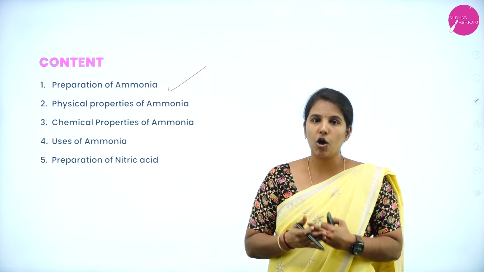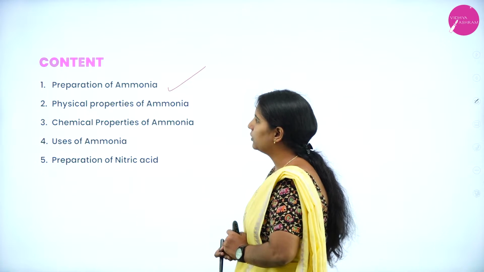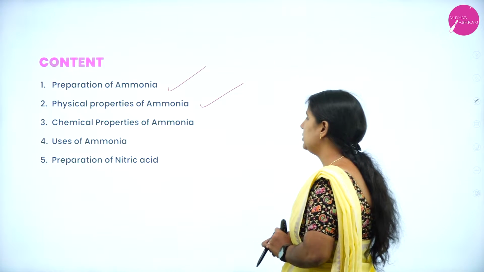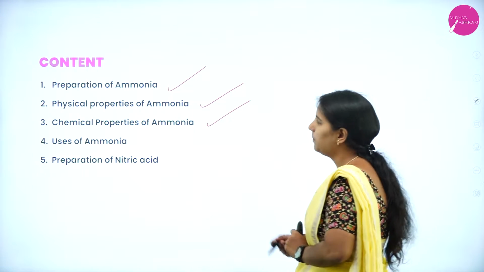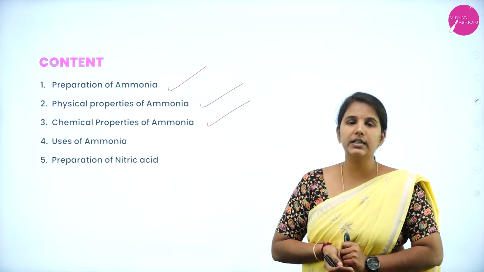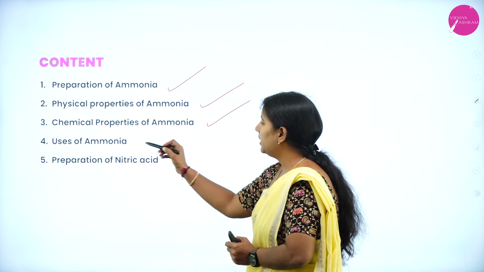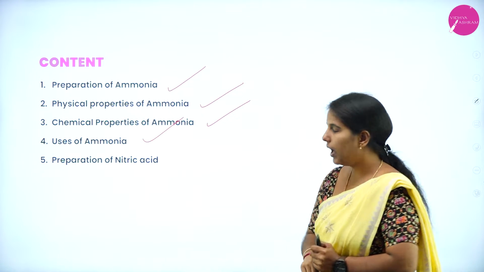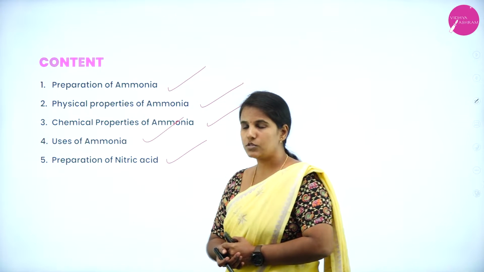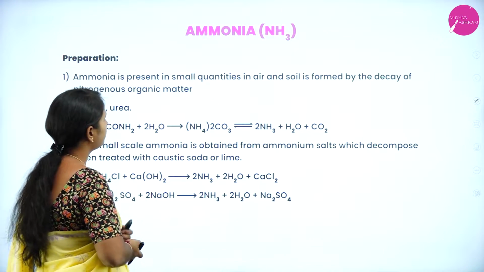So, these are the compounds of nitrogen, right? Yes, we are going to understand the preparations of ammonia and physical properties of ammonia. In addition to this, we are going to understand what are the chemical properties of ammonia, how it will react chemically with the other elements to form compounds of ammonia, and finally we are going to understand the uses of ammonia and preparations of nitric acid. Again, it is a compound of nitrogen. Let's see how we can easily prepare the ammonia.